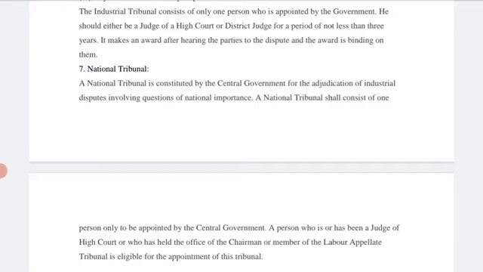This national tribunal is constituted by the central government. And what does it deal with? It deals with the resolving of disputes.